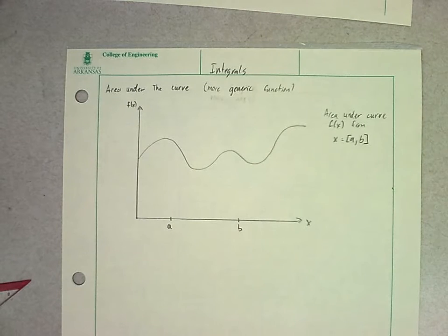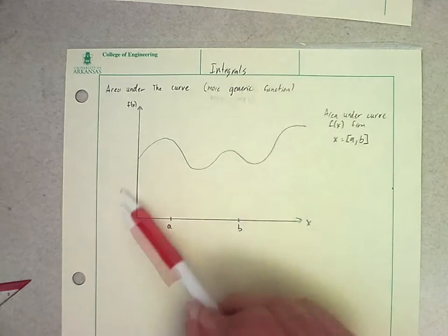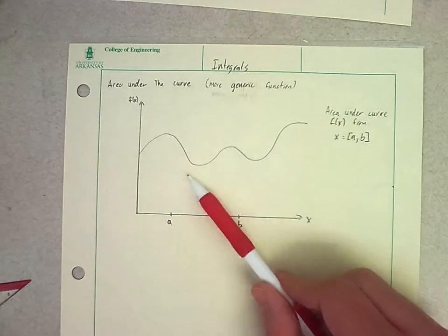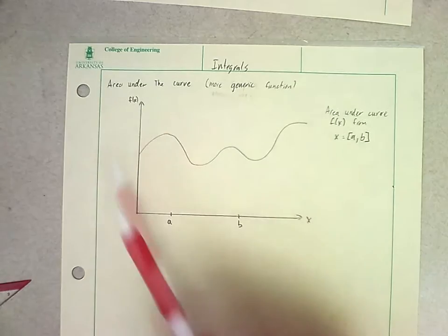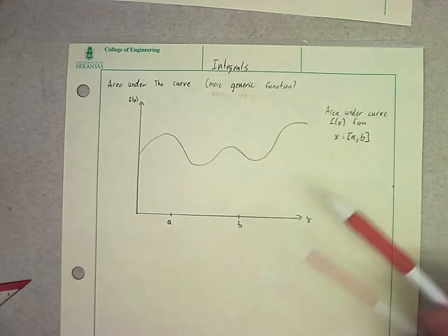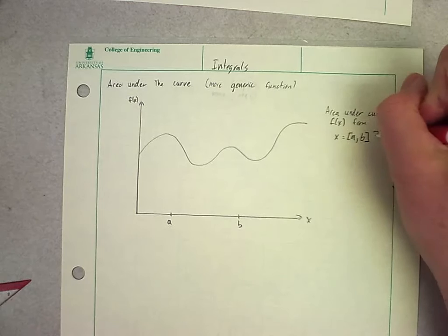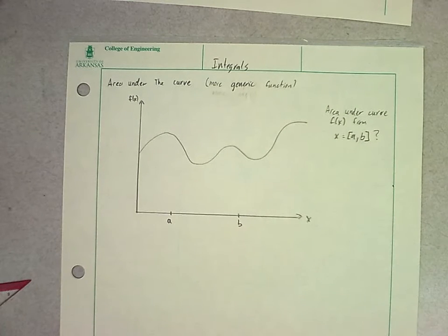So here we have a more generic curve. It's just a random kind of wavy thing I drew. We still label our axes f of x and x. And we want to know what is the area under the curve between A and B here. So to do that, we use kind of the same idea.